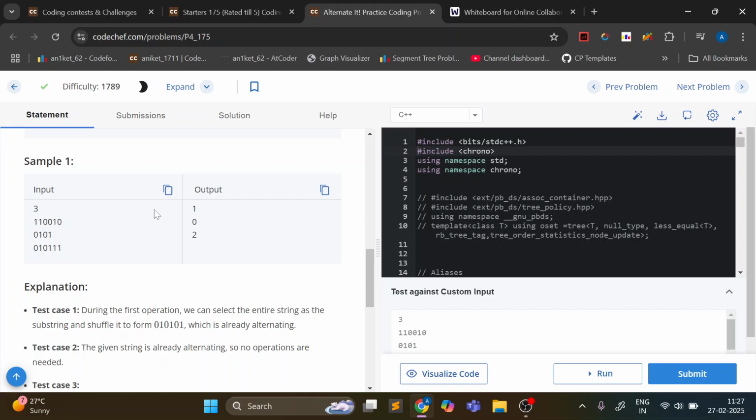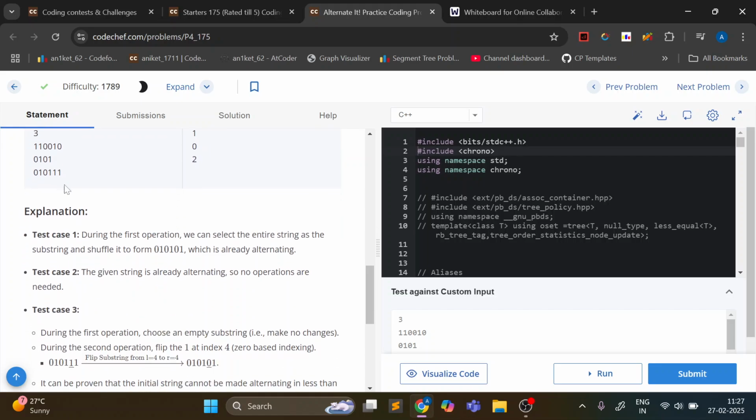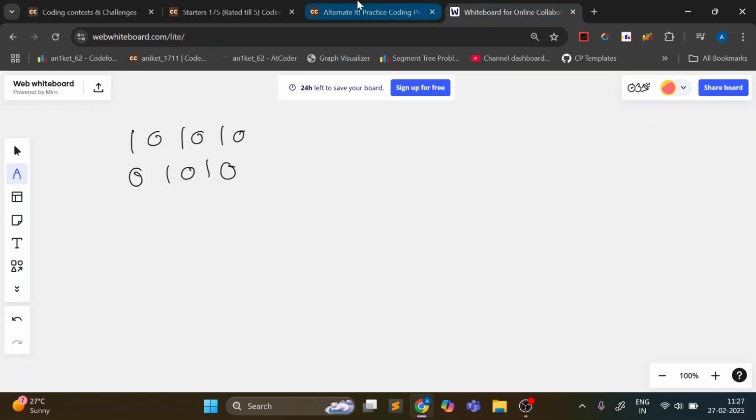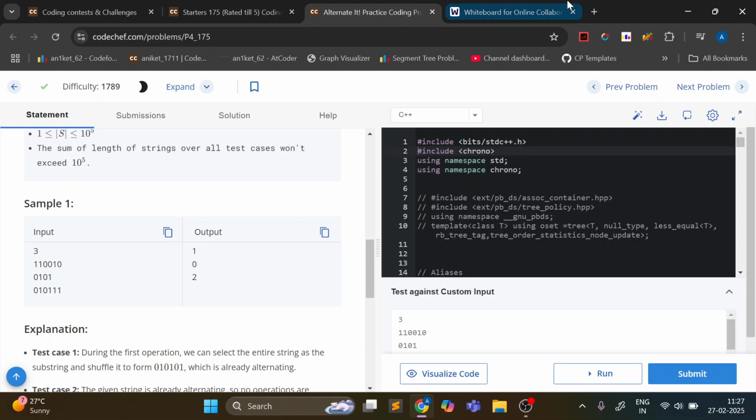The second string is already alternating, so 0 operations. Now on the third string, what we did was we performed the first operation where we chose an empty substring, that is, we did not make any changes in its order. And during the second operation we flip one index. We flip index 4, which was 1 initially, and then it became 0, and the resulting string was 0 1 0 0 1, in which we took two operations. So this was the question.